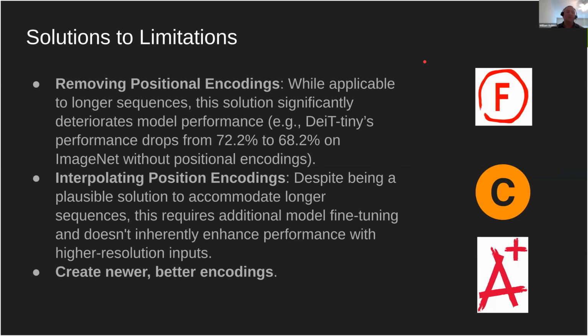So, solutions to improving transformers, debatably improving, would be removing positional encodings. Do we need them at all? The empirical results show that we need them, at least the way things are currently configured. Removing them drops accuracy on ImageNet, for example.